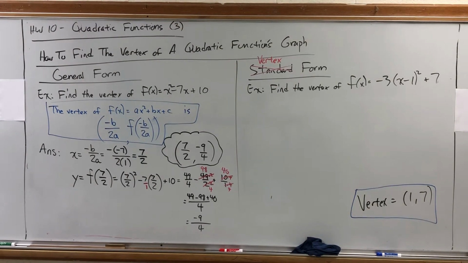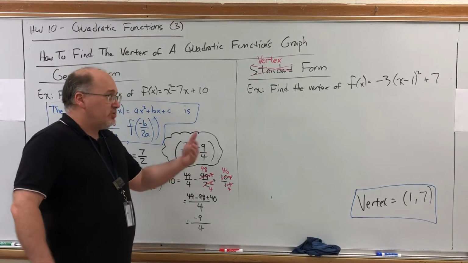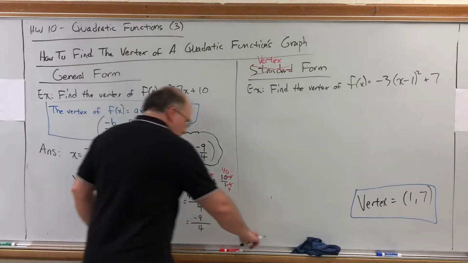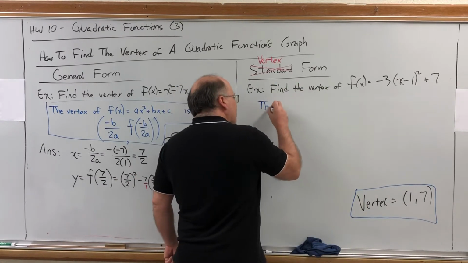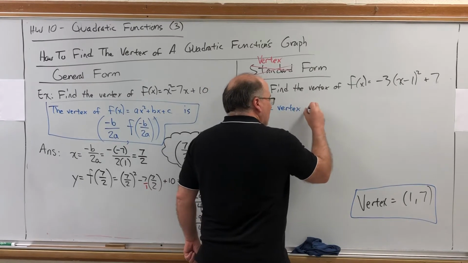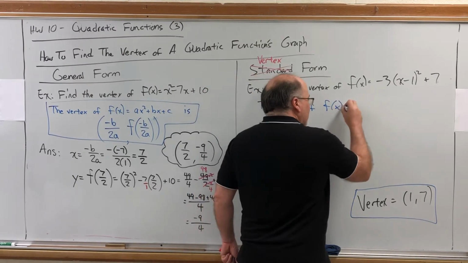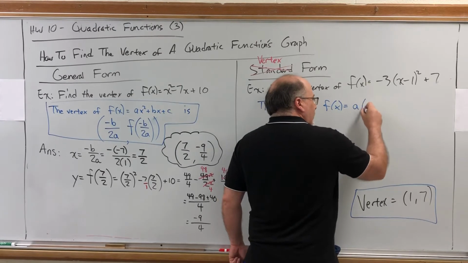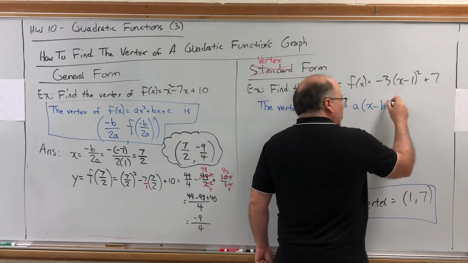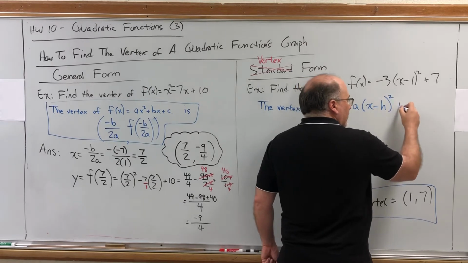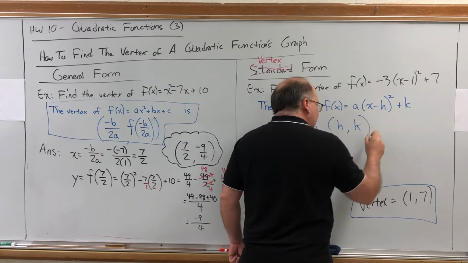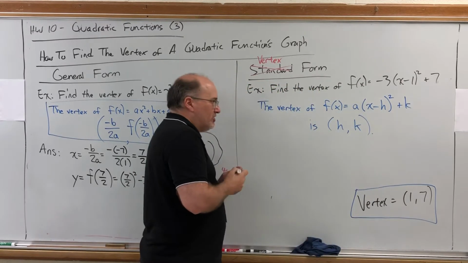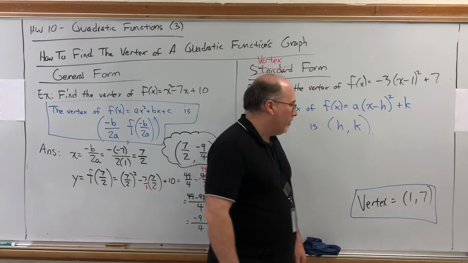But you're wasting a lot of time because standard form contains the vertex inside of it. So it's not really a formula, it's an observation, and it goes something like this. The vertex of f of x equals a times (x minus h) squared plus k is (h, k). And if you'll notice, the signs behave the same way as they did before.